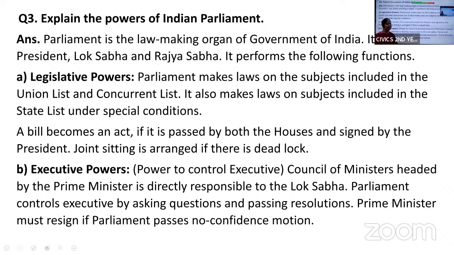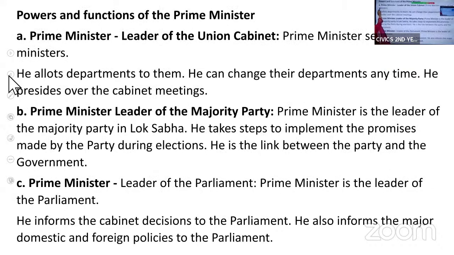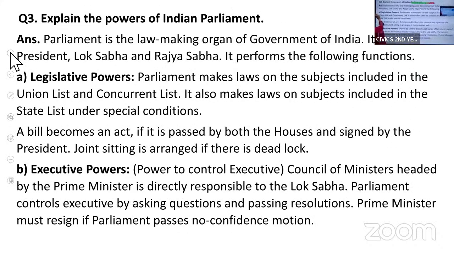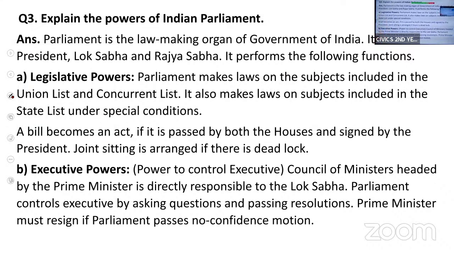So, the Indian Parliament consists of two houses. It is the law-making organ of the government. It consists of two houses, that is Lok Sabha and Rajya Sabha. These are the two houses of the Parliament. Not only Lok Sabha and Rajya Sabha, the President is also an important part of the Parliament.